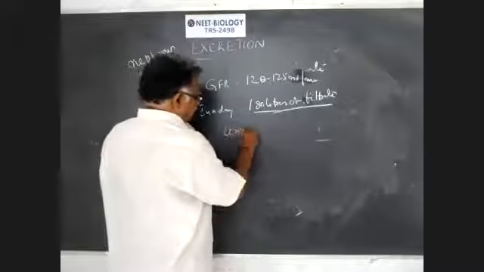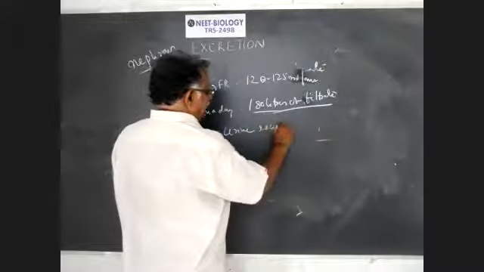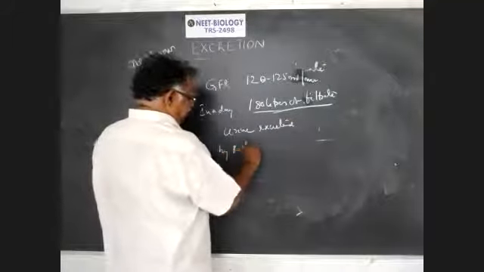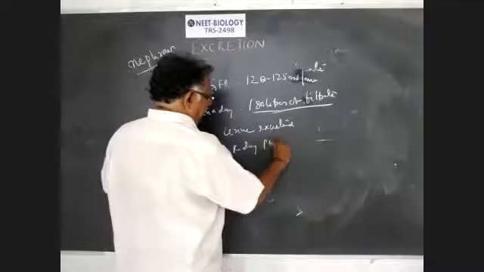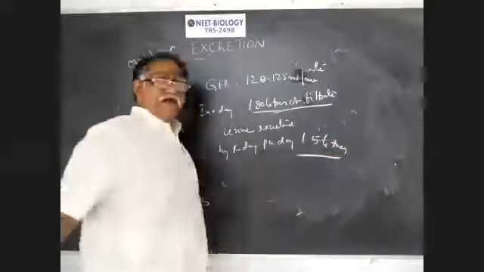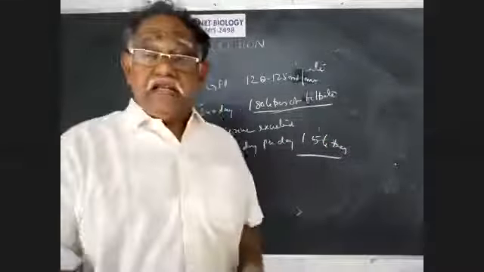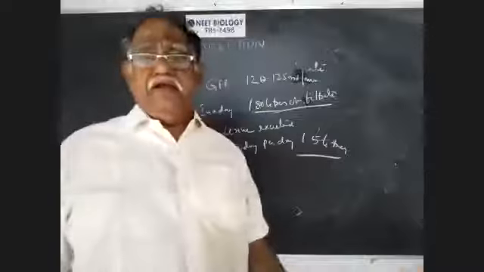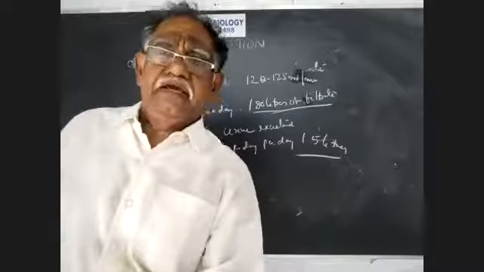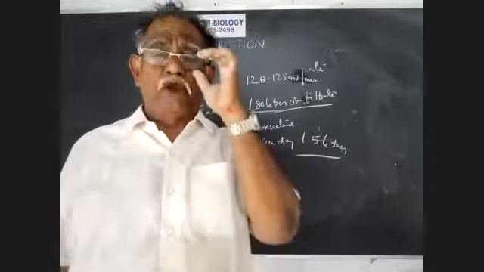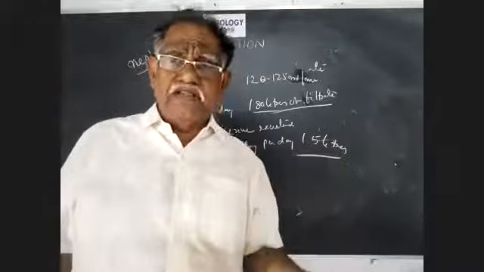But per day, the amount of urine excreted by the kidneys is about 1.5 liters. 1.5 liters, important. That means 99% of the glomerular filtrate is reabsorbed by the blood while it passes through the nephrons. So 99% of the glomerular filtrate is reabsorbed by the renal tubules.